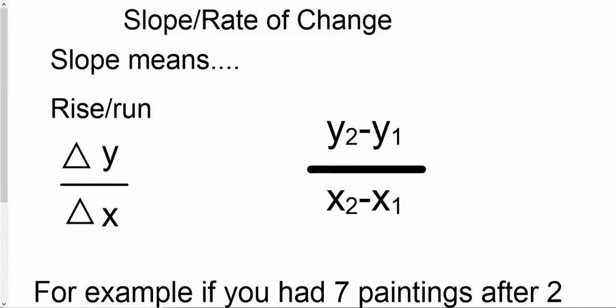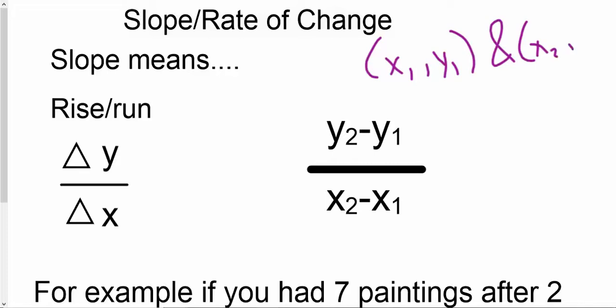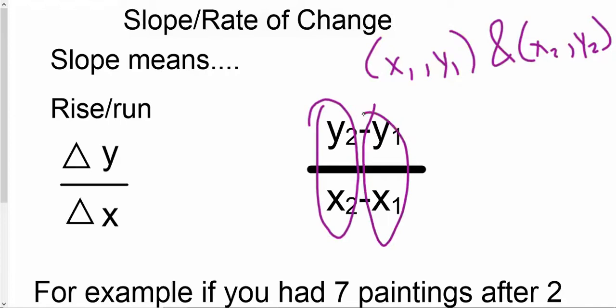So what we're talking about here is two separate coordinates: x sub 1 comma y sub 1 and x sub 2 comma y sub 2. And what we're doing is we're just subtracting the coordinates, but we have to make sure that we do the corresponding x and corresponding y together. So notice how these two go together and these two go together.